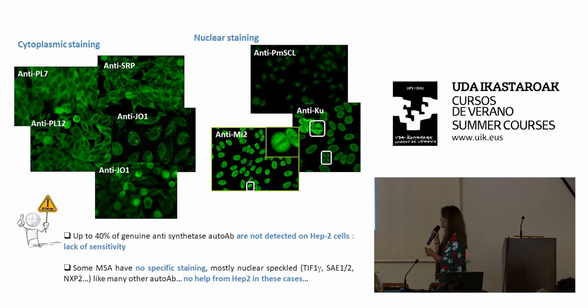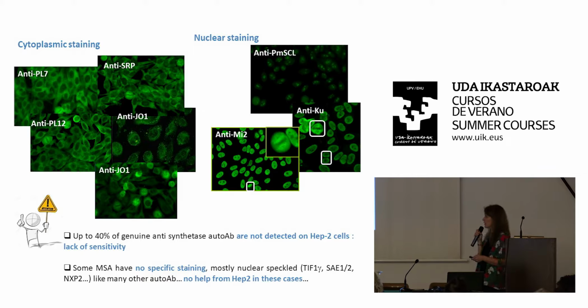So HEp-2 cells can help the detection of those antibodies, but you need to know that up to 14% of genuine anti-synthetase autoantibodies, that is Jo1, PL7, PL12, etc., are not detected on HEp-2 cells because of a lack of sensitivity of this test. So that's the first problem.